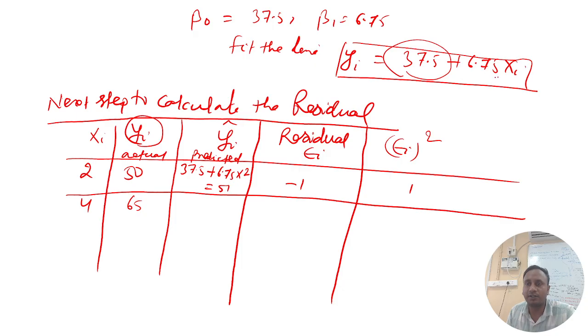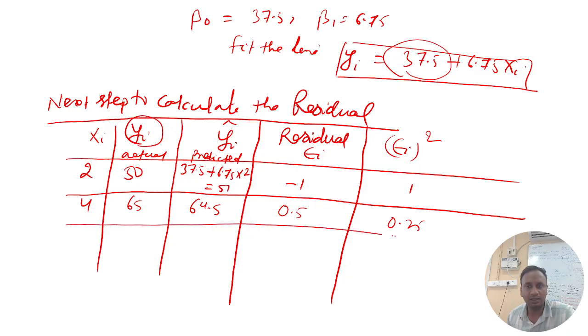37.5 plus 6.75 into 4. How much will we get? If we calculate, we'll get 64.5. Now we'll calculate the error. We'll get 0.5, and squared, 0.25.